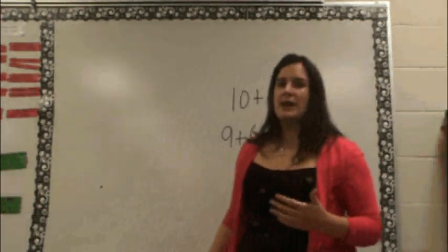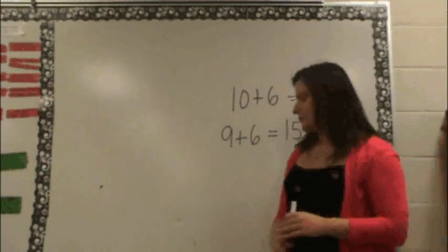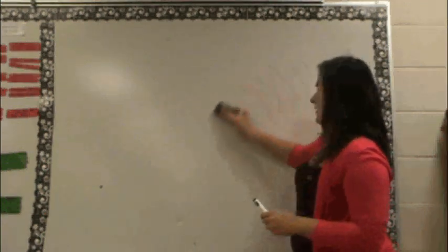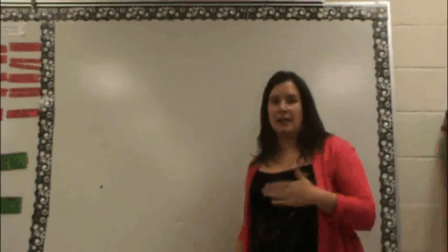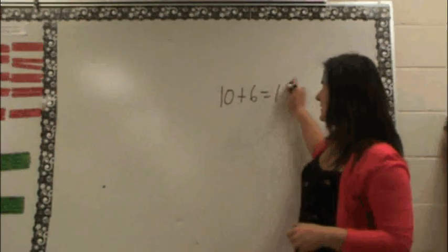Once you're done working with 9, when students have developed fluency with 9, you want to move on to the next strategy, which will be adding 8. Again, adding 8 builds on adding 10. So again, if I have 10 plus 6 is 16.